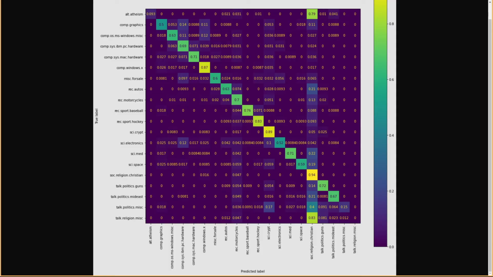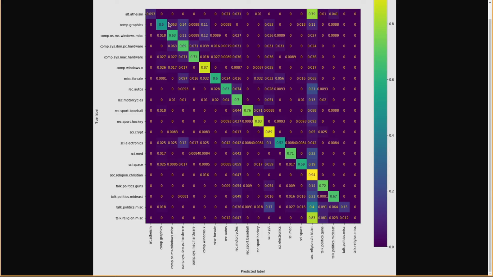The intensity of the color of each square represents the amount of predictions made. So what we want is a bright diagonal from the top left to the bottom right, and ideally little color elsewhere. The brighter the squares along this diagonal, the greater the number of correct predictions made. So immediately we can see that atheism is doing poorly.